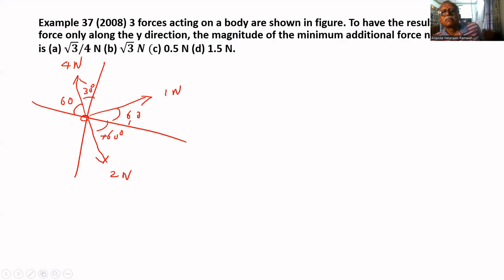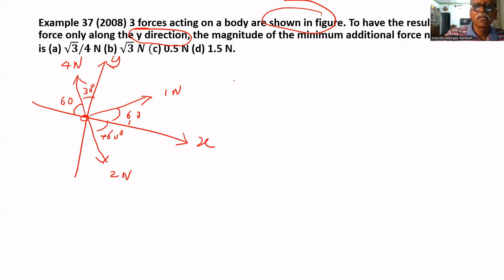So what is asked? To have a resultant force only along y direction. This is x direction, this is y direction. The resultant force must be along y direction only, not along x direction. The magnitude of the minimum additional force needed is asked, how much additional force is needed.